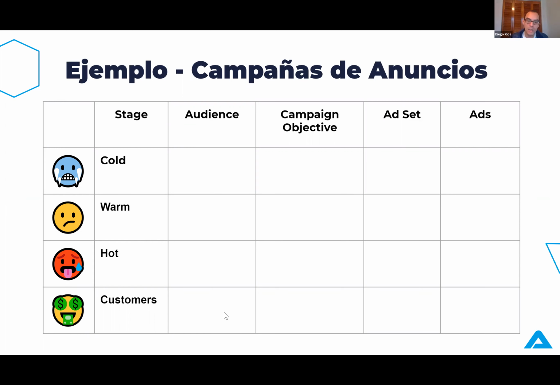And for my customers, I know that my audience is going to be a database of people who made the purchase in the last 180 days. The objective is going to be reach because we have a new offer, or a conversion campaign. The ad set is just 1 type of audience, and ads, basically I'm running 2 creatives because I want to test that out.